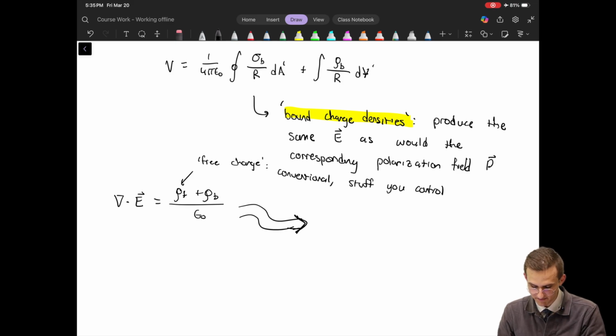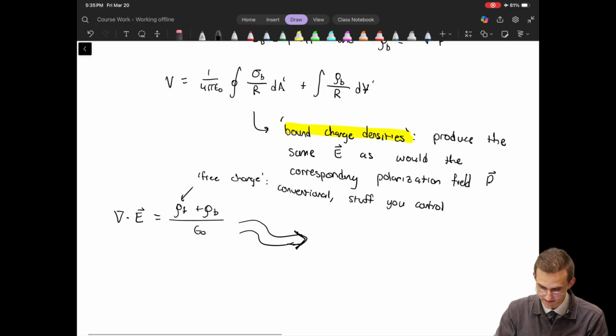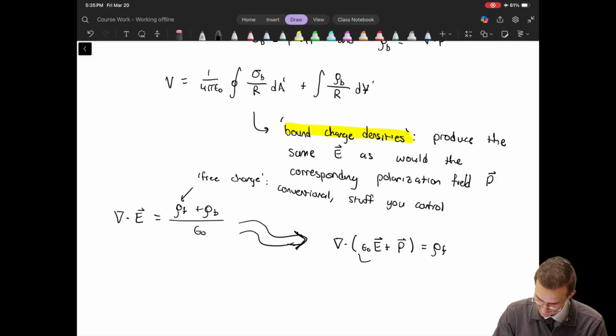Because the volume bound charge rho_B was equal to the divergence of P. So now we can move it to the other side of the equation, and you get the divergence of epsilon naught times E plus P is equal to rho_F. Okay, and this right here is the displacement field. This is what we name D, the displacement field.